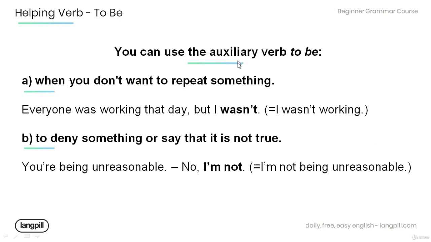Now you can use the auxiliary verb to be A, when you don't want to repeat something. For example, everyone was working that day, but I wasn't. Meaning, I wasn't working. B, to deny something or say that it's not true. For example, you're being unreasonable. No, I'm not. Meaning, I'm not being unreasonable.